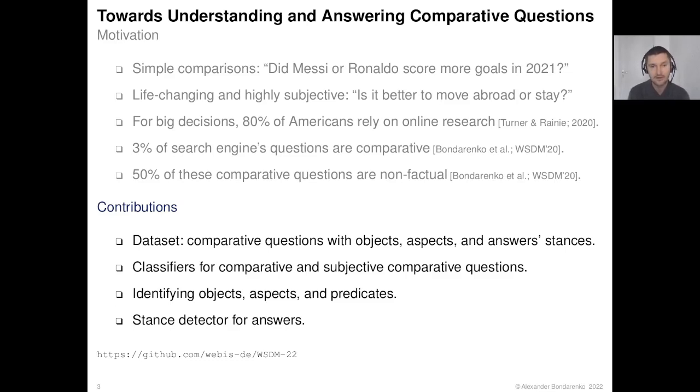We built and evaluated classifiers to identify comparative questions and classify subjective comparative questions, and also to parse questions by identifying the objects, aspects, and predicates. And finally, we built a stance detector for potential answers to comparative questions.